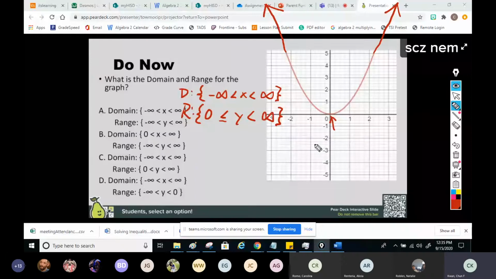The correct answer is C. I actually have a typo. This should be an equal to. So that's the domain and range. And we'll work on that a little bit more later on today. So don't worry about it if you don't get it. We'll talk about it a little bit more.